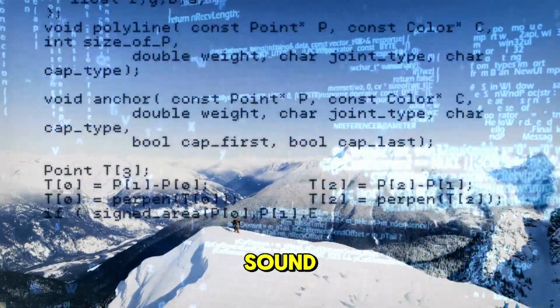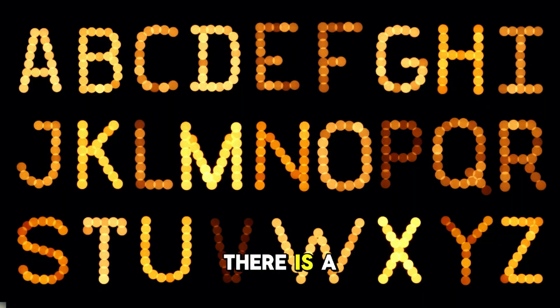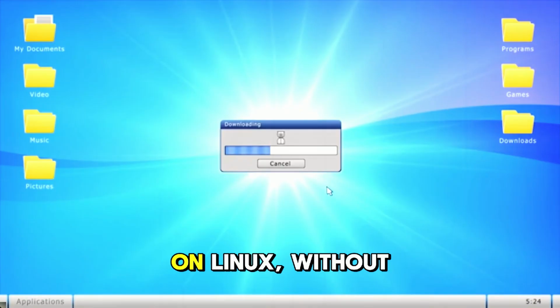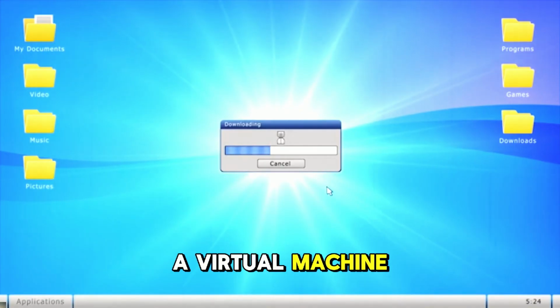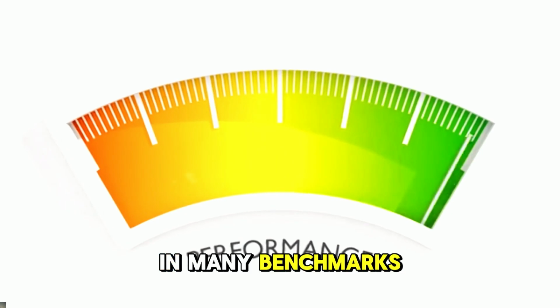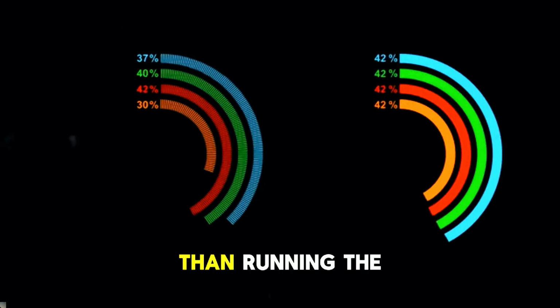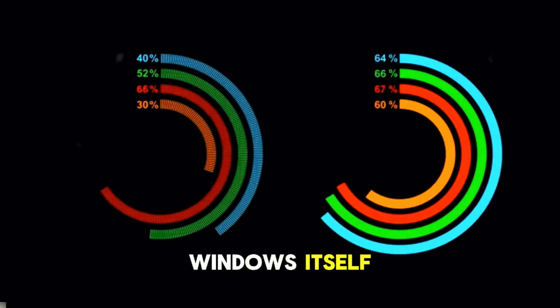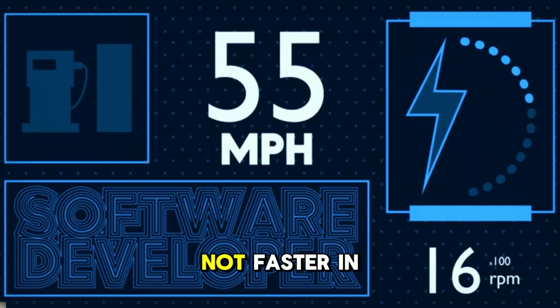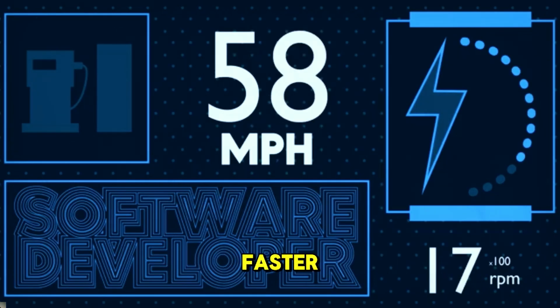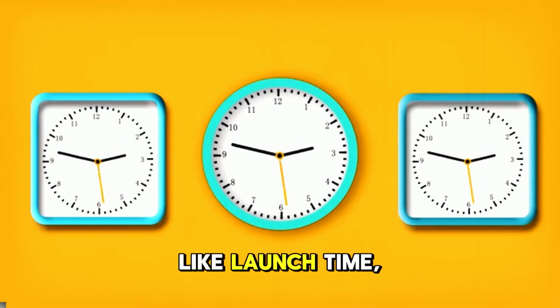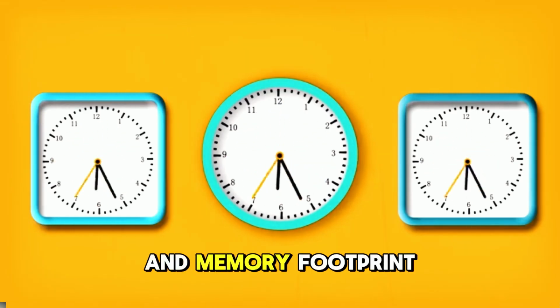Here's a claim that will sound impossible until you see it. There is a tool that lets you run Adobe software on Linux without a virtual machine, without dual booting. And in many benchmarks, the performance is measurably faster than running the same Adobe software on Windows itself. Not slightly faster. Not faster in one narrow scenario, faster in the metrics that actually matter, like launch time, file export time, and memory footprint.